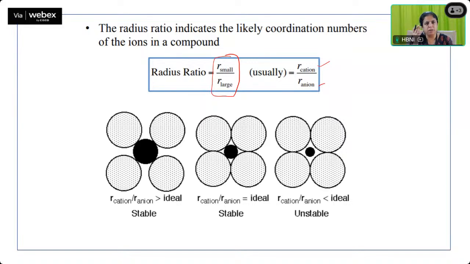Whatever I just talked about in the previous slide is pictorially shown here. This arrangement is allowed: your cation is touching all the anions and the anions are also touching each other. This arrangement is also allowed because the cation is touching the anions. Fine, the anions are not touching each other, no problem. That's a stable energetic arrangement. This arrangement is not allowed. Why? Because the rattling of the cation makes this arrangement highly energetically unfavorable.